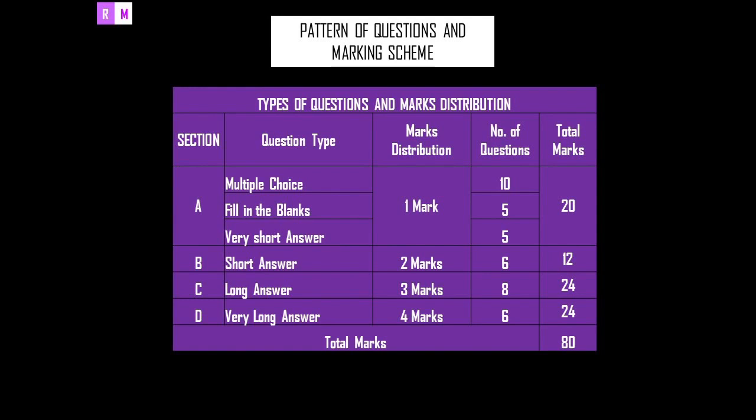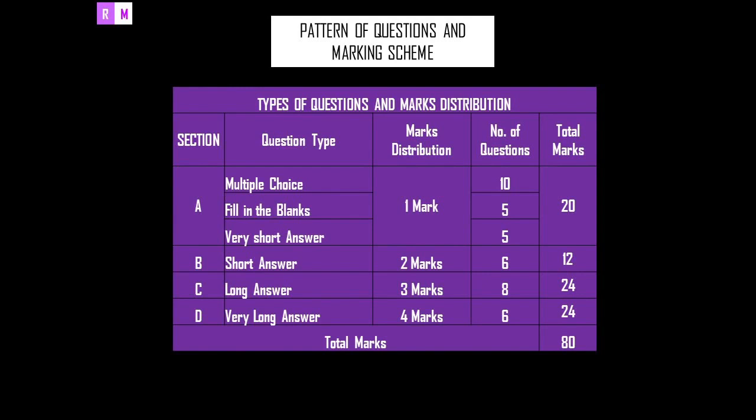In section B, there will be 6 short answer type questions and each will carry 2 marks. In section C, the total number of long answer type questions is 8 and each will carry 3 marks. And lastly, in section D, there will be 6 very long answer type questions and each will carry 4 marks. So the total paper is of 80 marks.